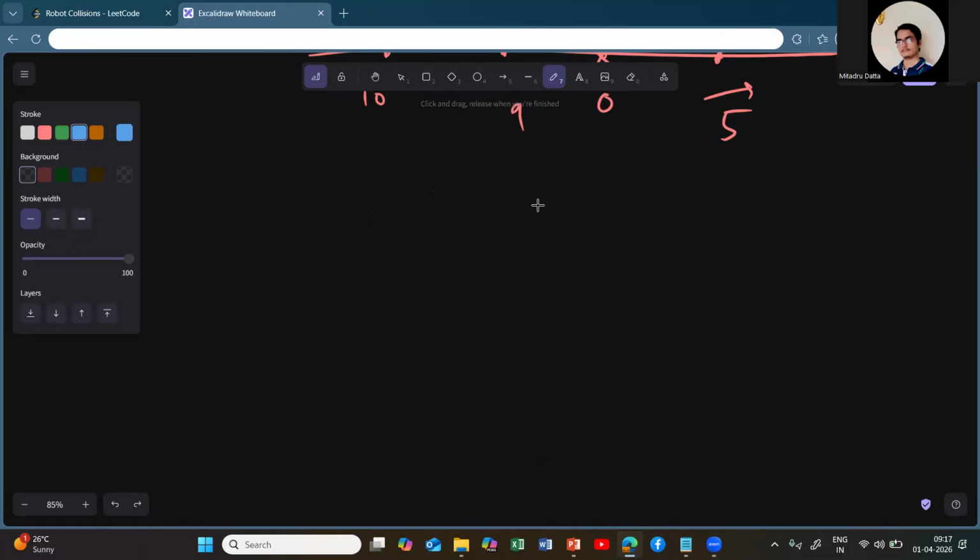Now, one thing is very clear that if you take a pair of robots and see the conditions for collisions, okay? So now we will try to write some observations. First observation is that when the two robots collide, let's say we have this pair left and left. So two robots are going towards left and towards left. No matter what is their health, no matter what is their position, they will never collide with each other. So collision can never happen in this case.